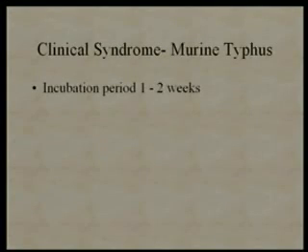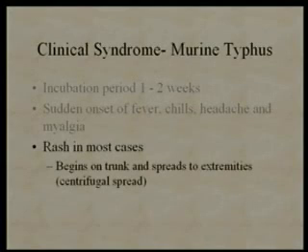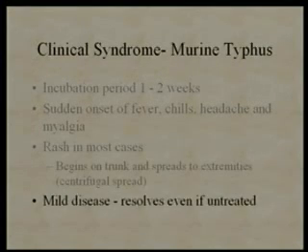The disease, again, looks just like typhus. It starts with a sudden onset of fever, chills, headache, and myalgia. And then the rash develops, and it's the same type of rash, beginning on the trunk and going out towards the extremities. So we get the same centrifugal spread of the rash. And it's a maculopapular rash. Everything is the same. It looks just like typhus, except this disease is much milder. It'll resolve itself even if untreated. Mortality rates aren't that high, but it looks just like typhus.